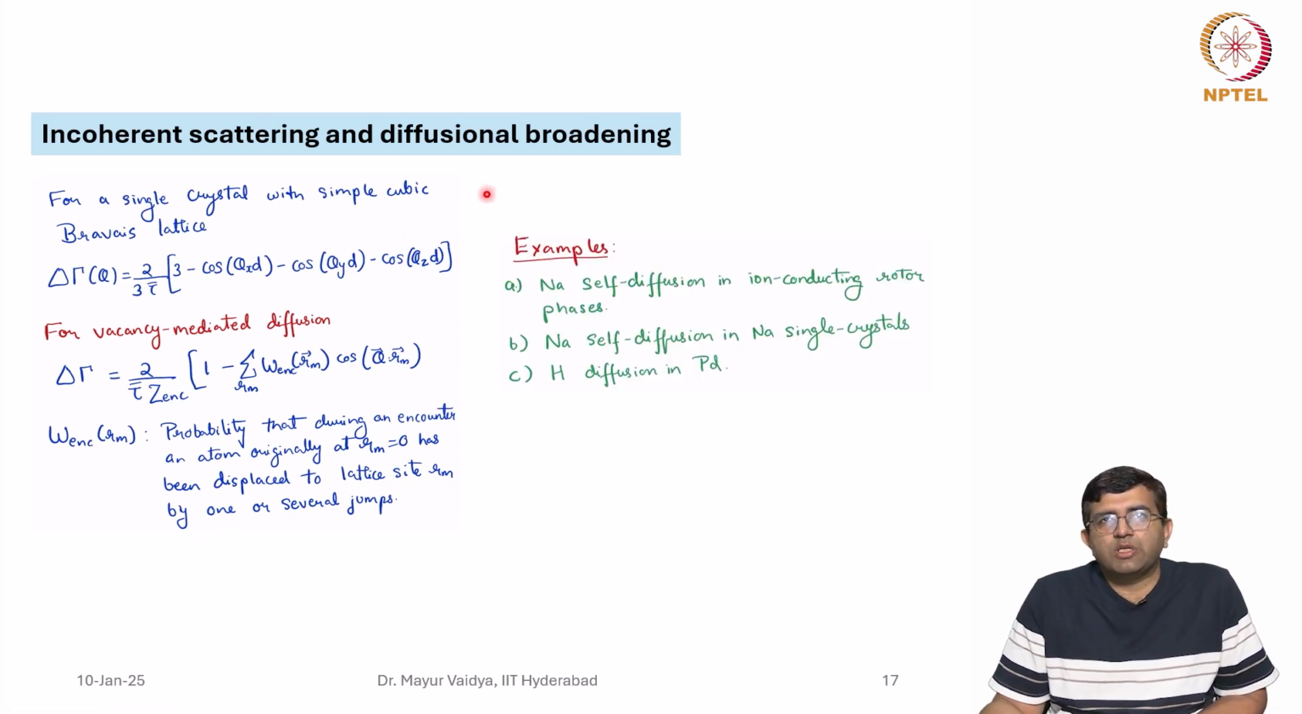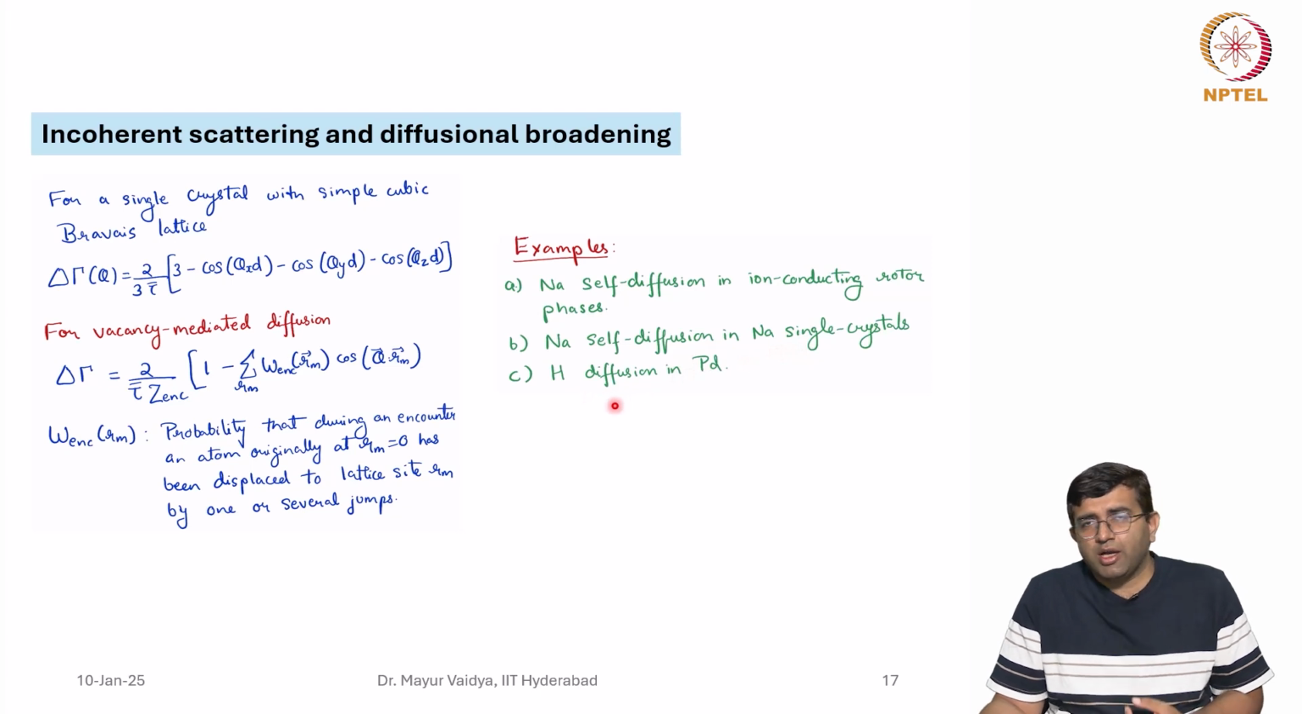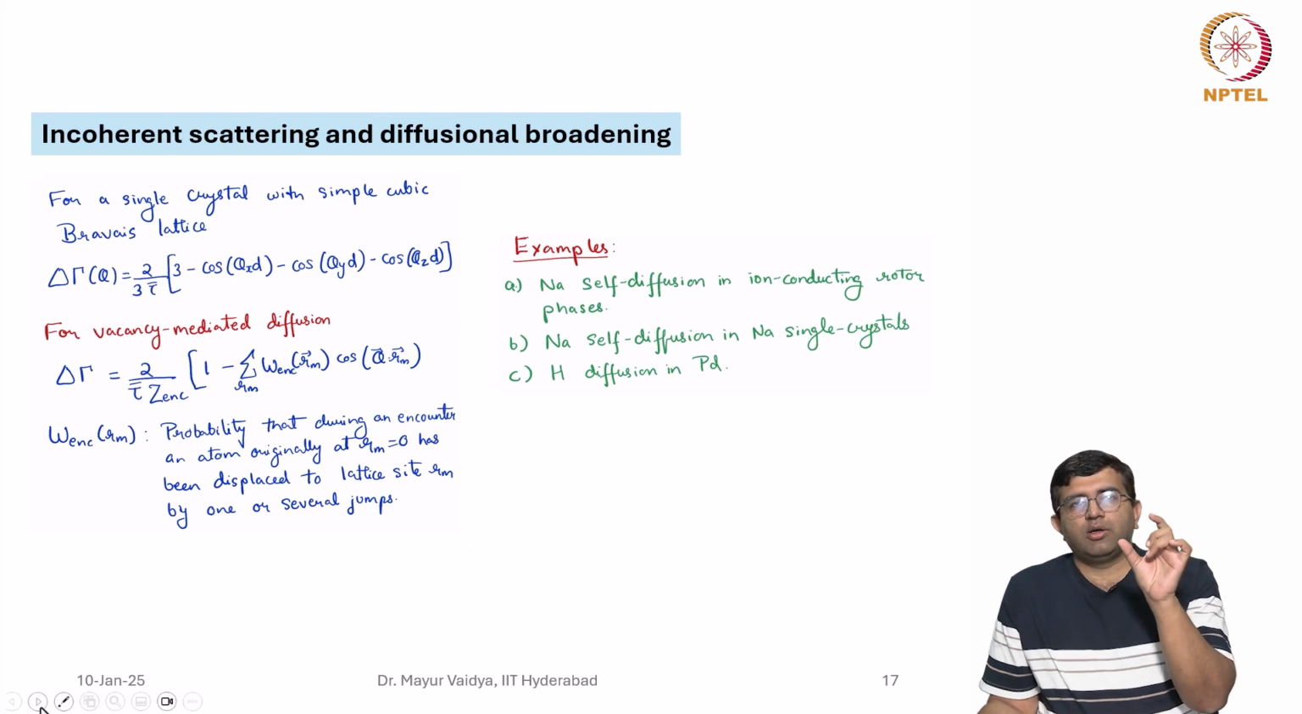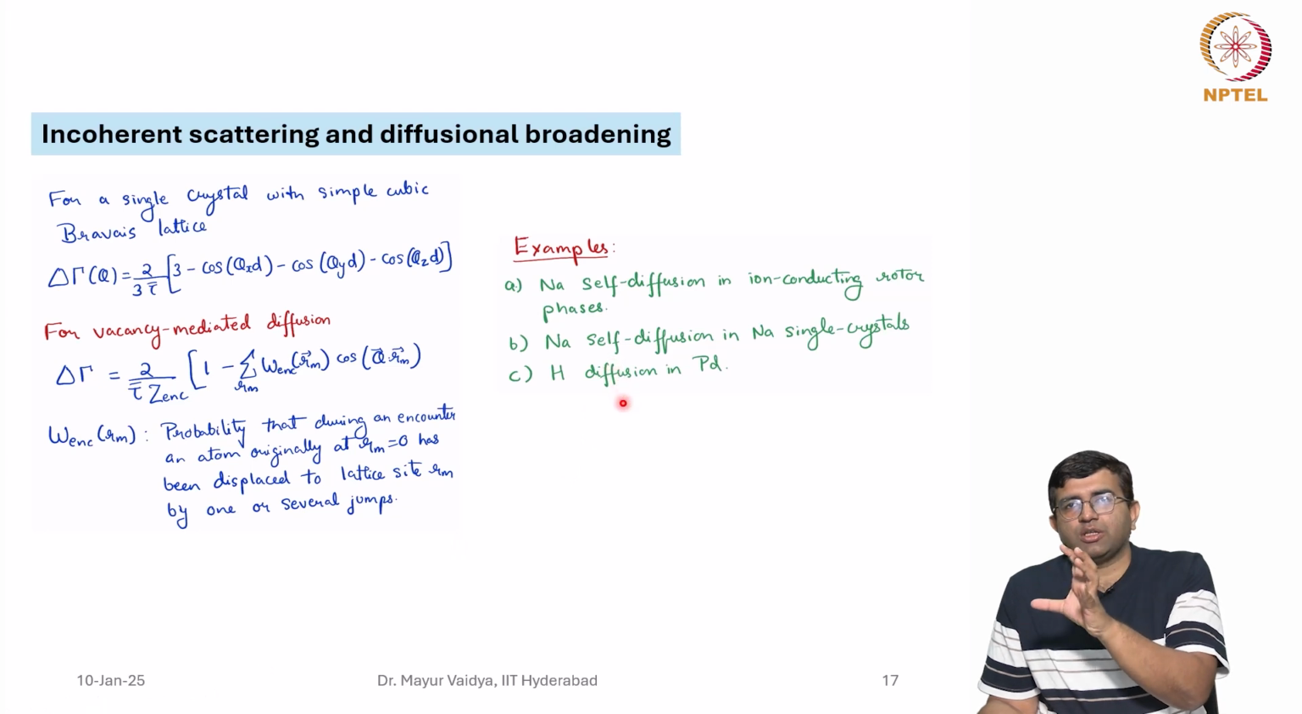So, what are the examples where this QENS is used? Primarily for sodium self diffusion in ion conducting rotor phases, sodium self diffusion in sodium single crystals, and hydrogen diffusion in palladium. Remember again that with this QENS, I will show you in the next slide also, to measure the broadening on a sufficient scale, you need the diffusion to be very fast. That's why it is usually for the phases where the diffusion can occur fast, or where you can employ higher temperatures.